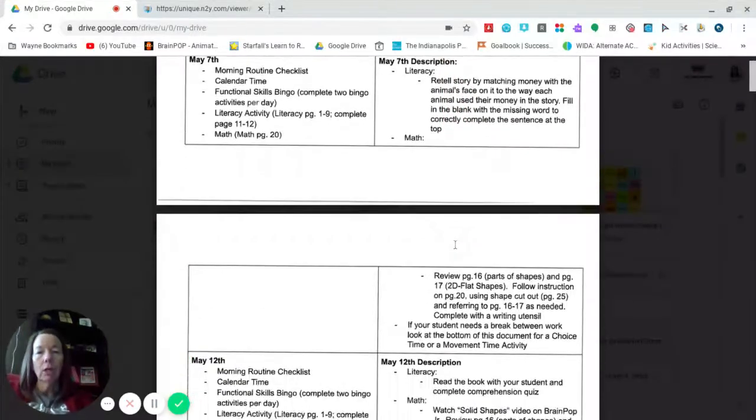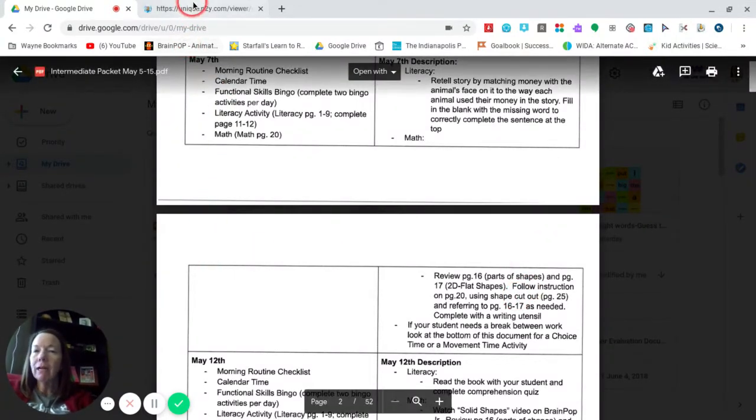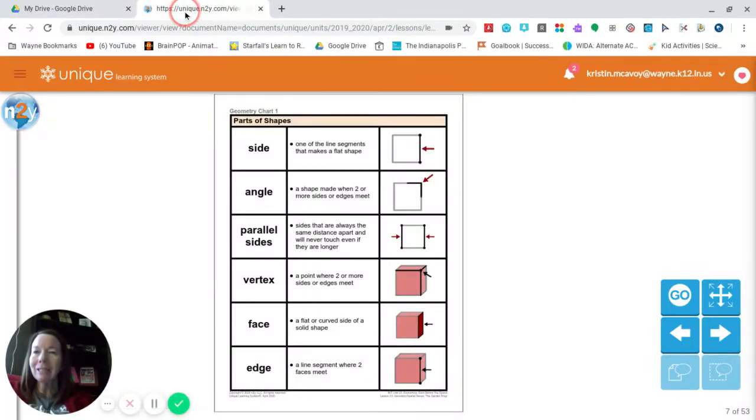However, you can review page 16, which is the parts of shapes, and page 17, which is a description of 2D flat shapes. And then on page 20, you will complete using the shape cutout that matches up from page 25. That's a lot of pages, but it's just following the same routine that we've done the last 2 days. It totally will make sense. If you want to watch one of the shape videos, that's great. If you feel ready to roll, come on, let's get started.